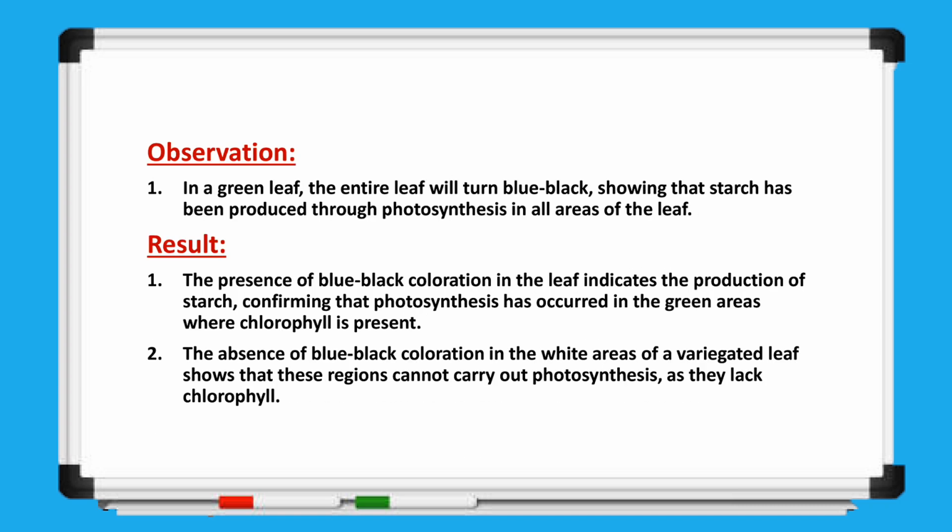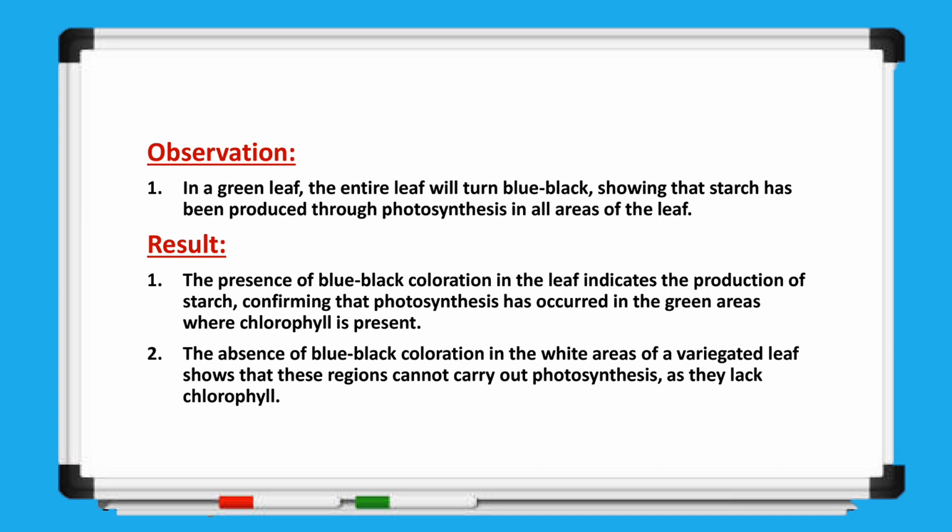Now let's talk about what we observe in this experiment and what the results tell us. When we test a fully green leaf with iodine, the whole leaf turns blue-black. This shows that starch has been produced throughout the leaf, which means photosynthesis occurred in all areas. Since the leaf is entirely green, it contains chlorophyll everywhere, and that's why starch is made in every part.